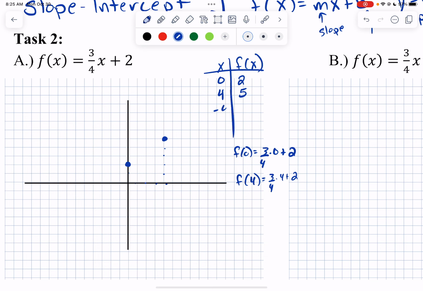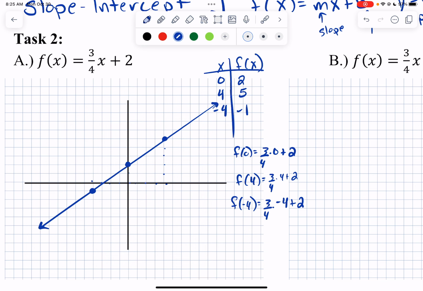Then I'm going to put in a negative 4. f of negative 4 is 3/4 times negative 4, negative 12 divided by 4, negative 3 plus 2, negative 1. And I get this nice line. Again, you always want to make sure you graph more than 1 or 2 points. So that's one way I can graph it, the way we've been graphing.